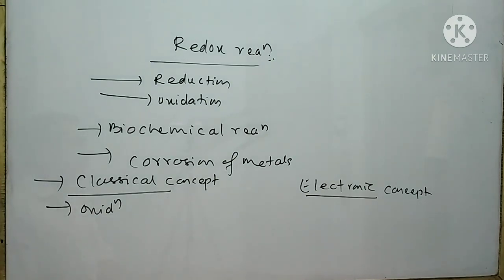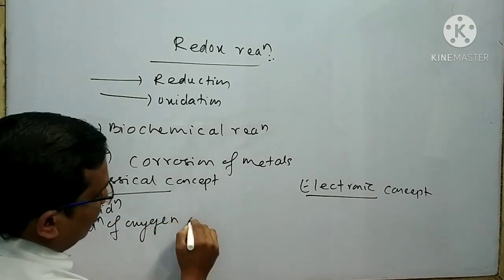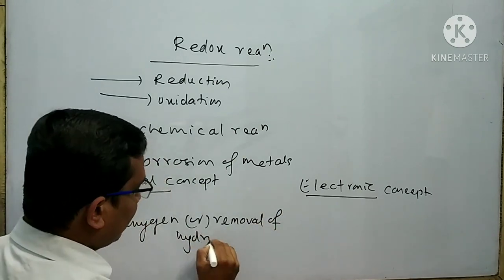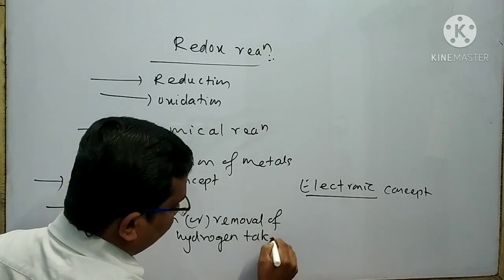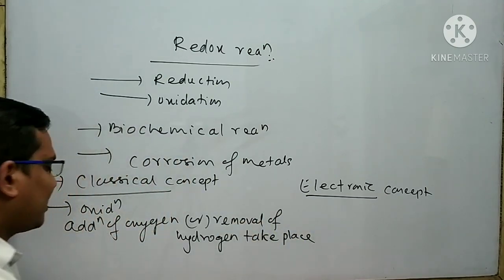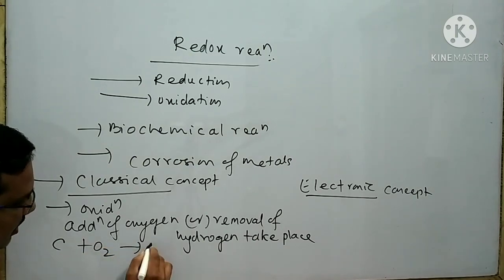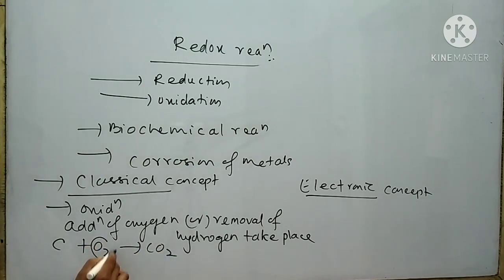According to classical concept, oxidation reactions are the reactions in which addition of oxygen or removal of hydrogen takes place. Such types of reactions are said to be oxidation reactions. For example, carbon reacts with oxygen to give carbon dioxide. Look at that, here oxygen is added to the carbon to form carbon dioxide. So this is an oxidation reaction.